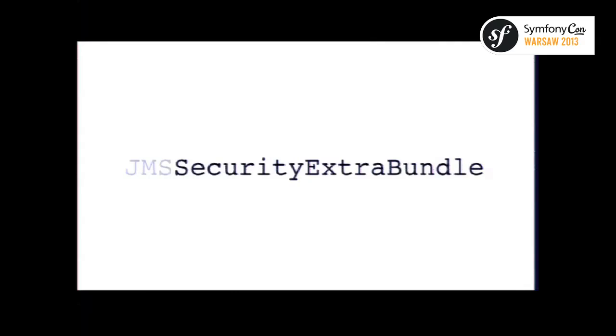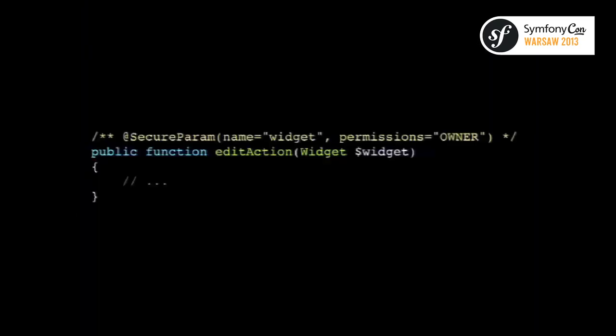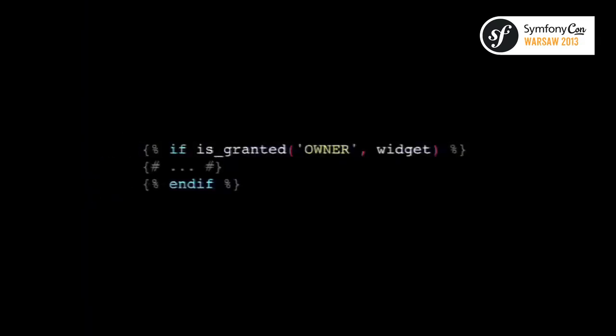And once you implement your authorization logic like that, then you have another JMS bundle that you can use, the security extra bundle, which provides, of course, annotations. And you can do something like this on your action. If the widget, the edit action, we can just add this simple annotation at the top so that only someone with owner permissions on that widget will have access to this action. Otherwise, an error will be thrown. Same thing inside of Twig templates.